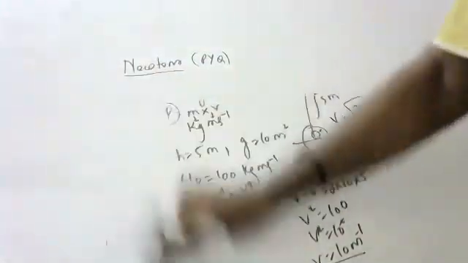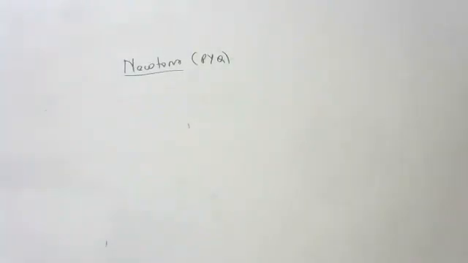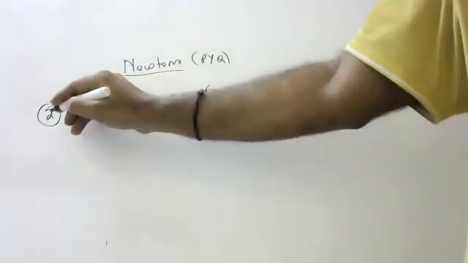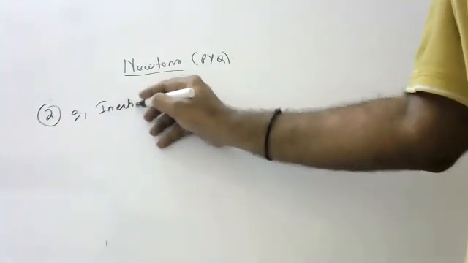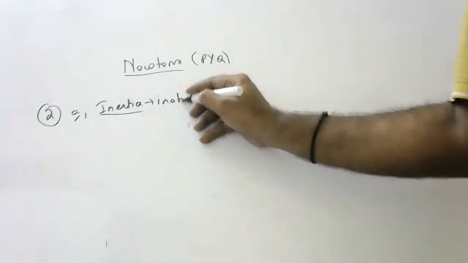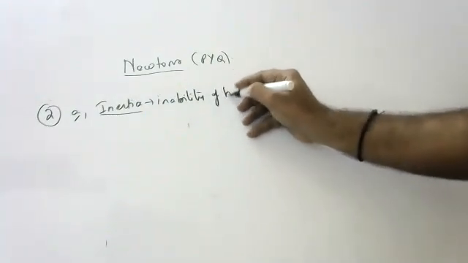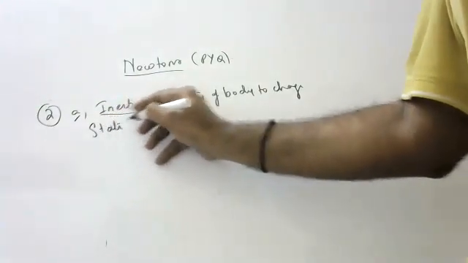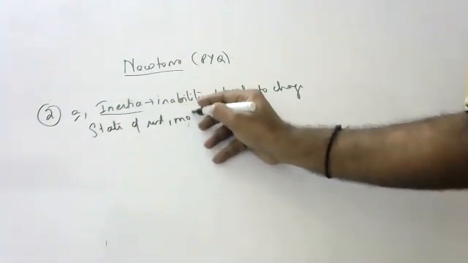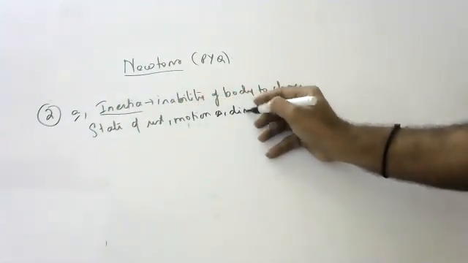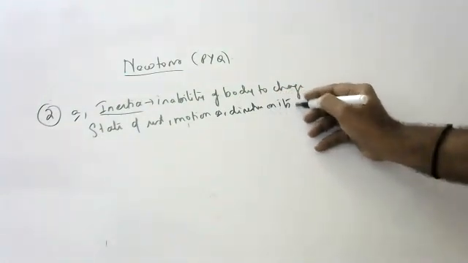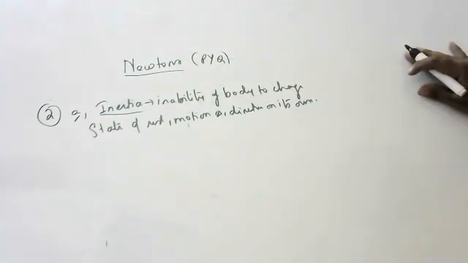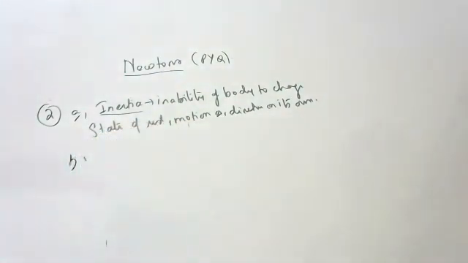Previous year questions. Second question, children. Define inertia. Can anyone define inertia? What is inertia? Inability of a body to change its state of rest, motion, or direction on its own. On its own, children. Okay.